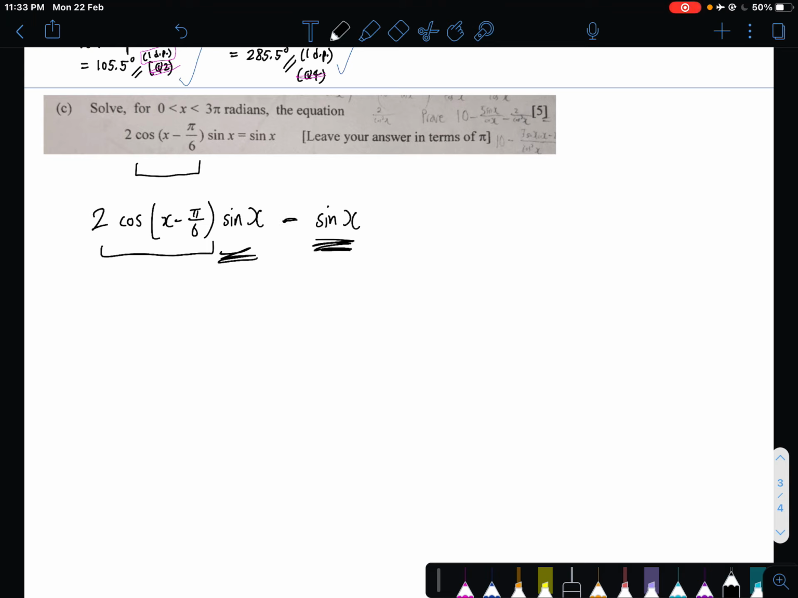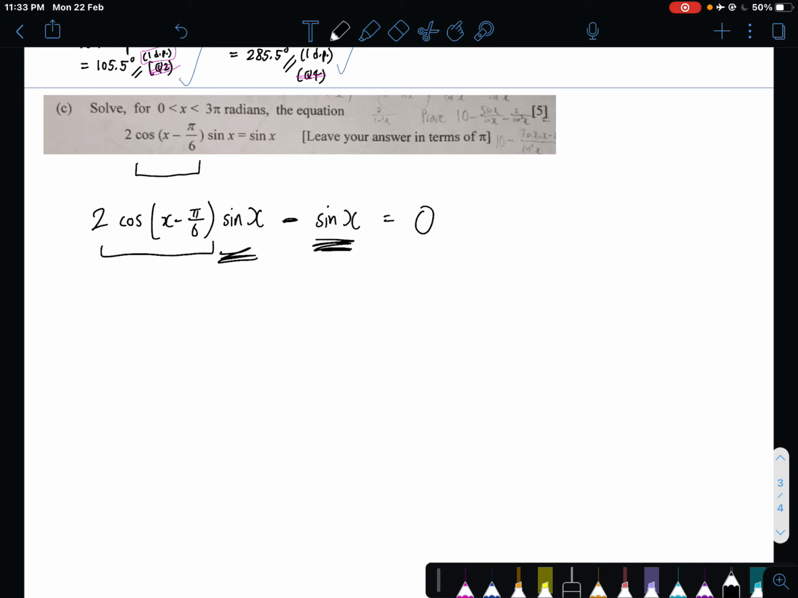With my iPad I can do this trick. Minus sine x, see? So fast. Don't need to write down. Don't have to copy and paste and write down another line. Just click and drag and select the equal 0 over to the other side. Okay, so anyways, I managed to bring all my sine x terms onto one side.